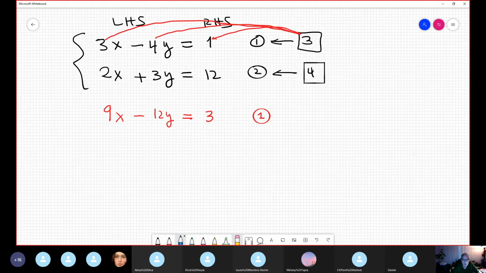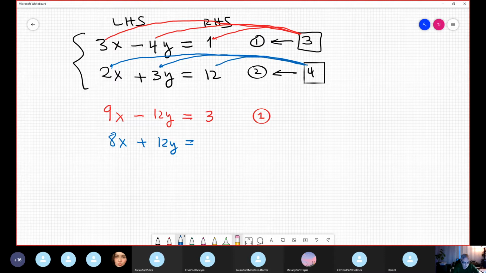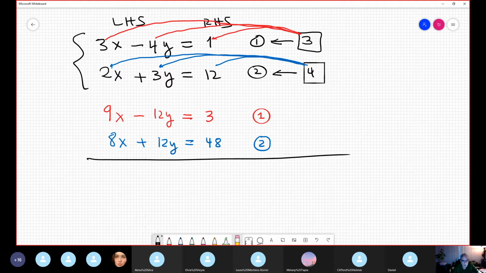However, you multiply the second equation by 4. 4 multiplied by 2 is 8x. 4 multiplied by 3 is positive 12y. And 4 multiplied by 12 is 48. And this is my new equation 2. I did this intentionally, because when you add by column, the column of the x is 17x, and the column of the y is eliminated. And the right-hand side is 51. Divided by 17 both sides.